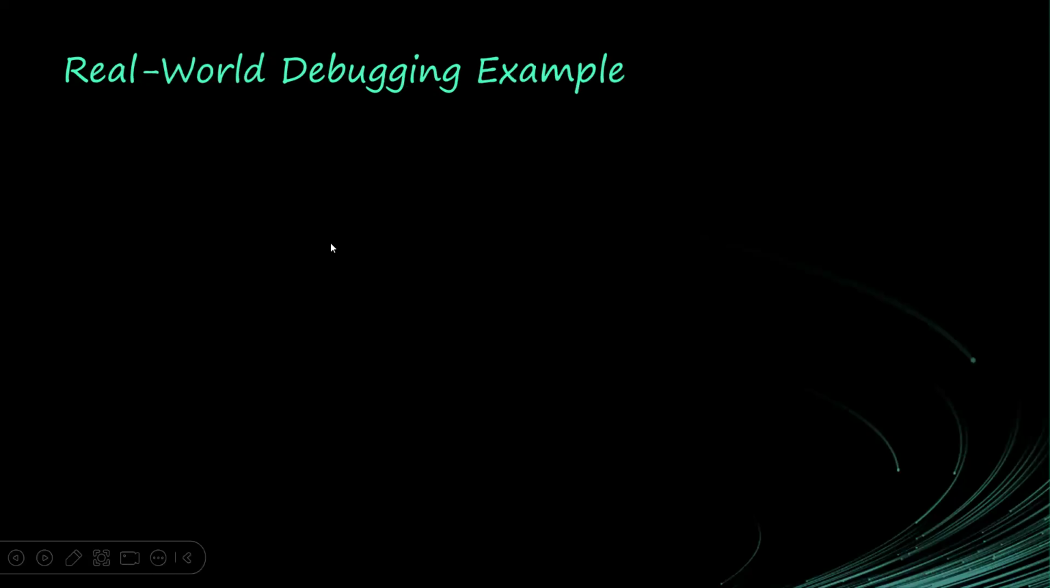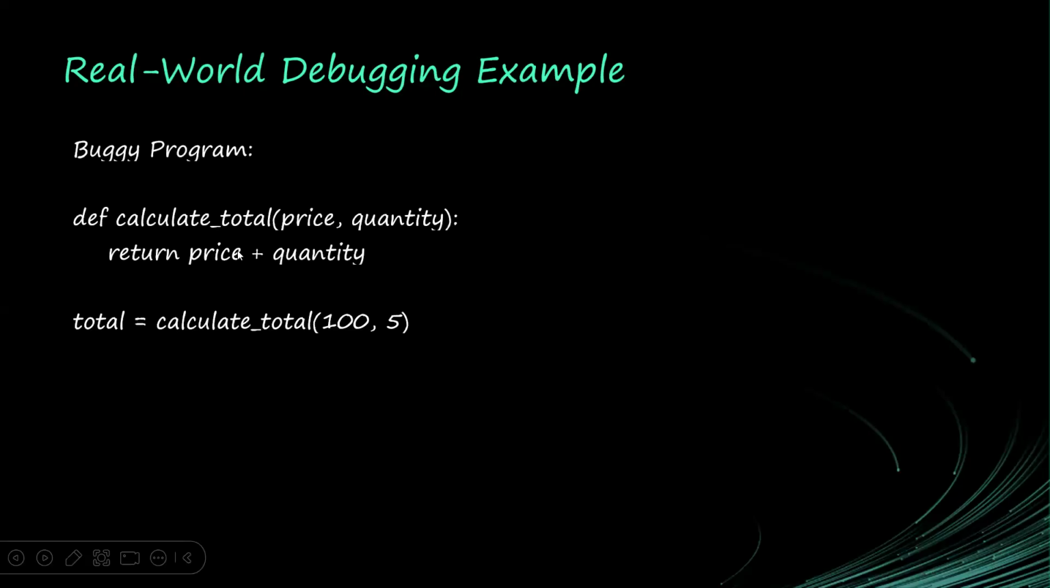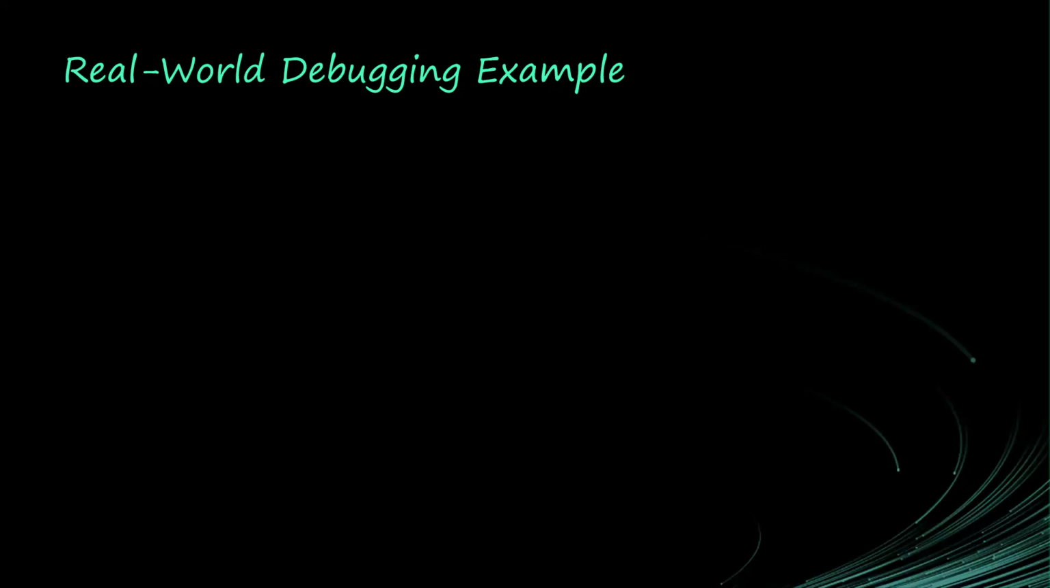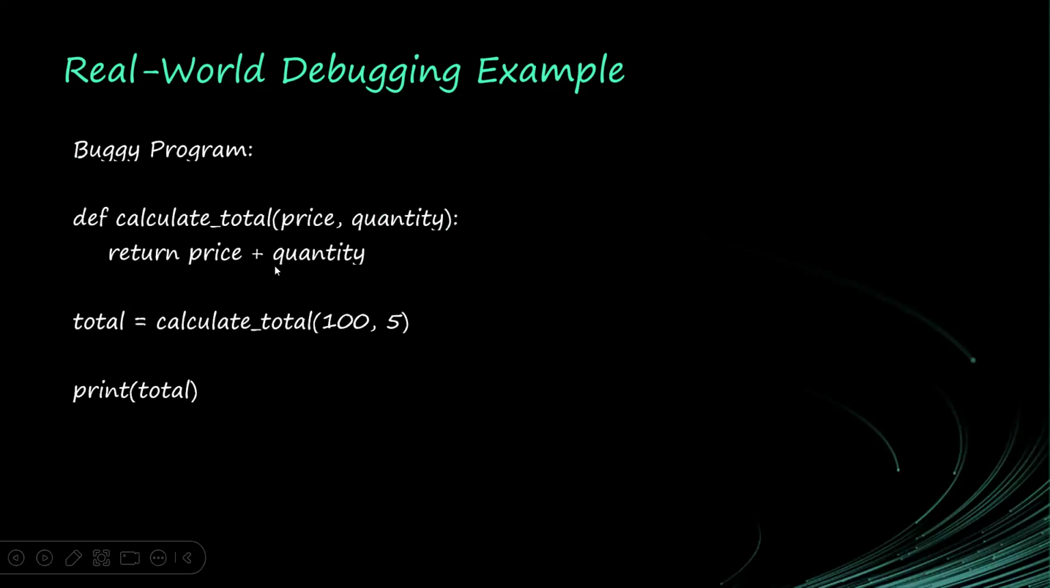All right, so let's take a look at a real world debugging example. We have this function that is returning price plus quantity. We are supposed to calculate the total. Price plus quantity. Is it the total? It will print 105. But is that the total? We expected 500 because the total money we are supposed to make from this is price times quantity. Instead of doing multiplication, we are doing addition.